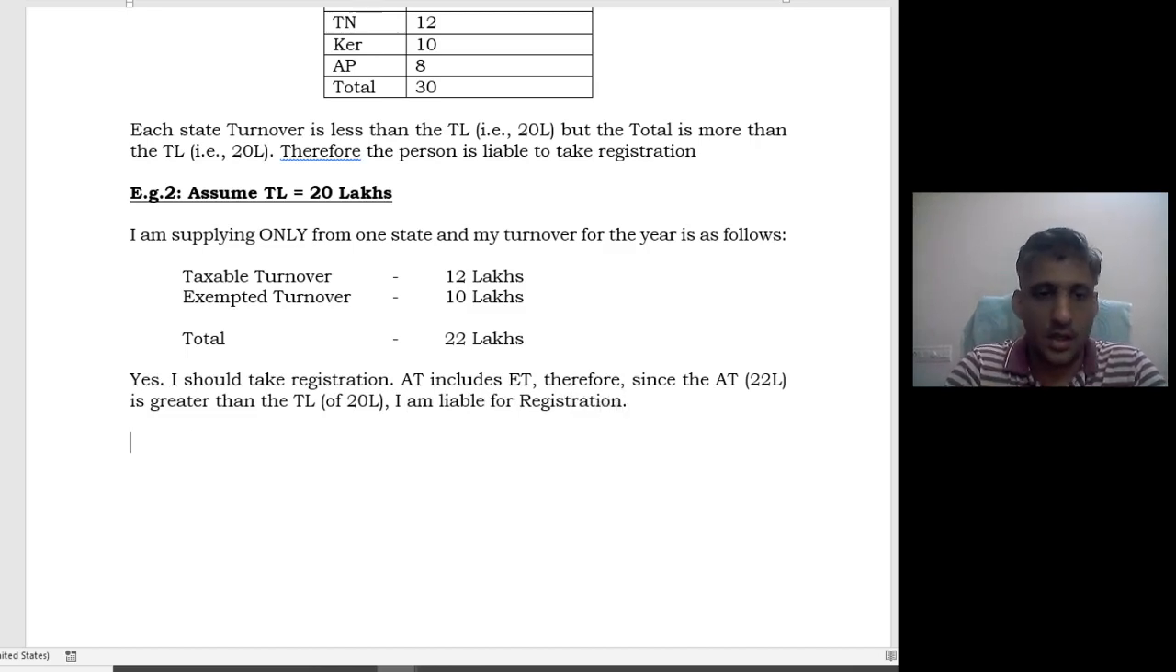Done. Example number 3. Again, assume the threshold limit is 20 lakhs.